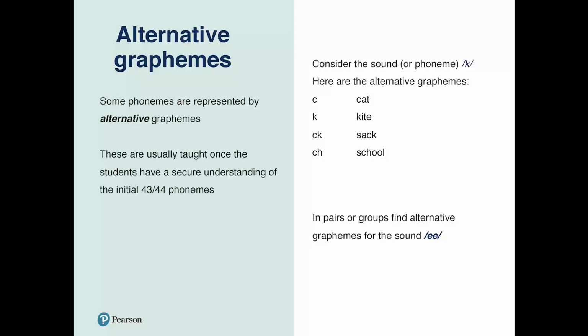Okay, so I hope you found that quite interesting. Don't know about you, but I came up with 7. I got E as in me, the one I gave you, EA as in bean, green bean, EE as in bee, busy bee, EY as in key, EI as in receipt, IE as in piece, piece of cake, piece of pie.